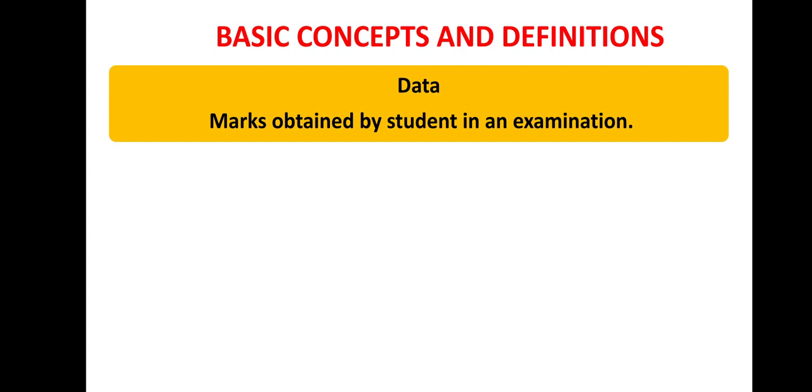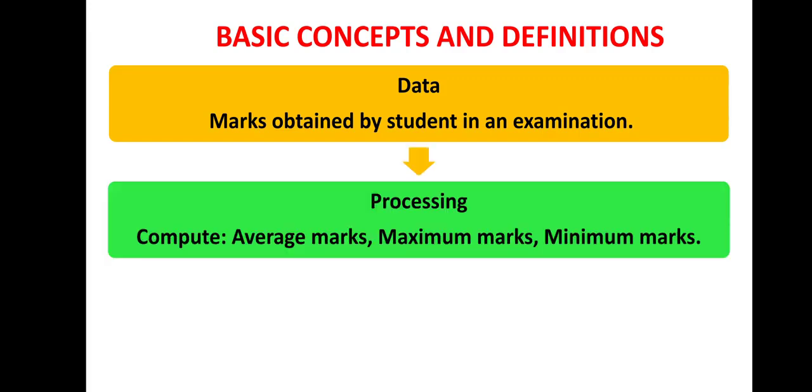Now data. In your textbook, the example given is marks obtained by student in an examination. It is called data because it is not processed. You got your marks, the subject teacher corrects the paper and fills the marks in the mark register, and then it is handed over to your class teacher. Once your class teacher collects all the marks from the subject teachers, that process is called the processing.